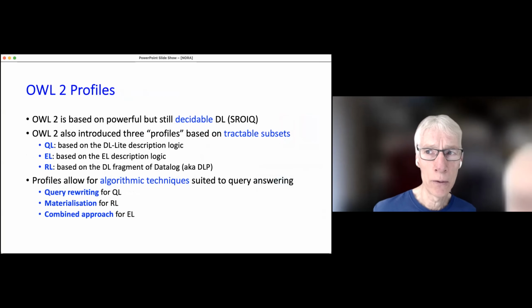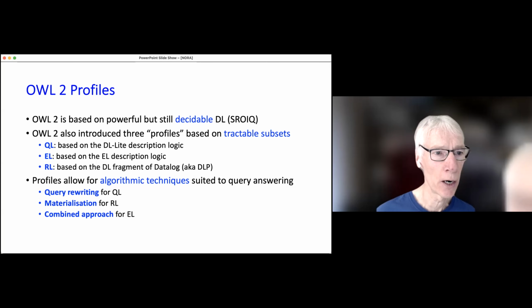So in OWL 2, which was a revision of OWL that appeared, I think, in about 2012, if memory serves me correctly, one of the new things that was introduced there were profiles. And OWL profiles were subsets of OWL that had better computational properties, and in particular, were even worst case tractable.